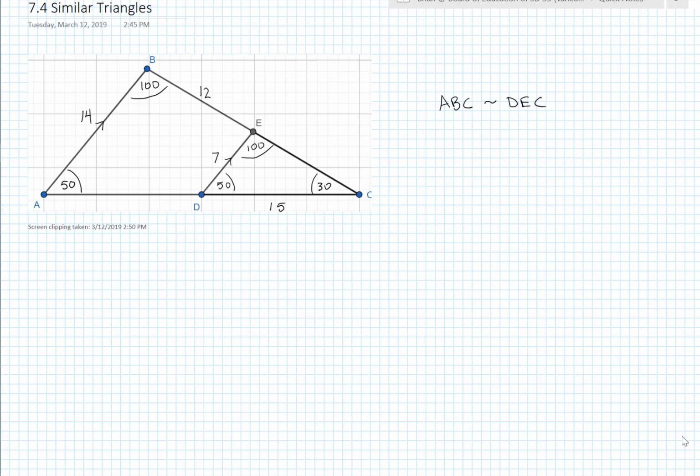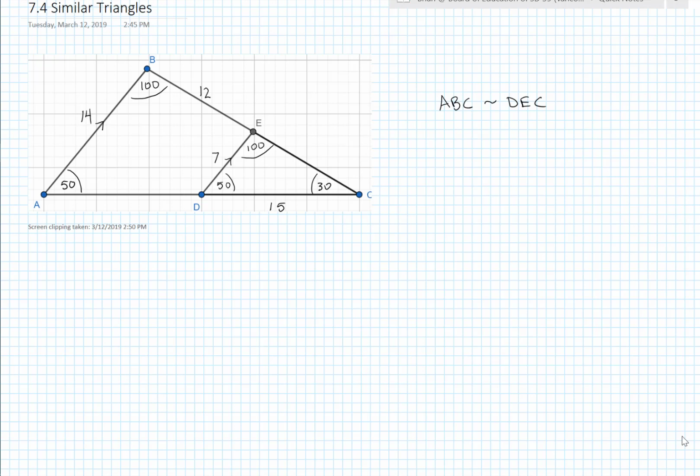I've also indicated that AB is parallel to DE, and that is symbolized with the small arrows on the line segments. So if that was all we knew, if we knew that those line segments were parallel, then we would know that angle A and D were the same. We wouldn't actually have to know what they were in order to be able to determine that these triangles were similar. That would be sufficient.